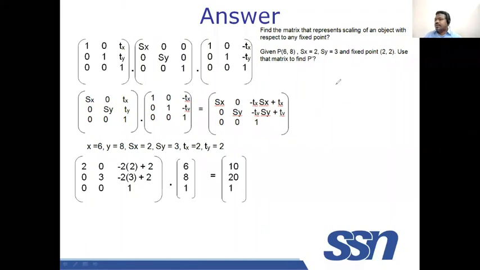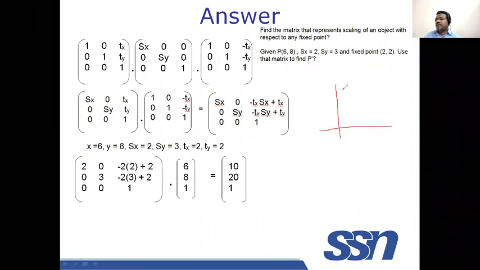Okay. So this is X, Y. Where is the point? 6, 8. Let me take this as 6, 8. So I want to do this scaling operation with respect to 2, 2. Say this is 2, 2. I don't know the matrix expression with respect to this particular point.